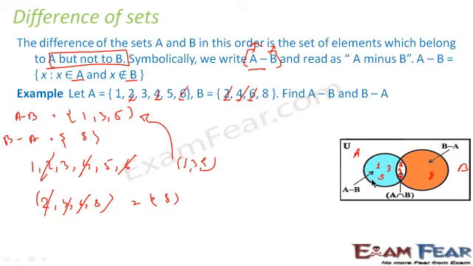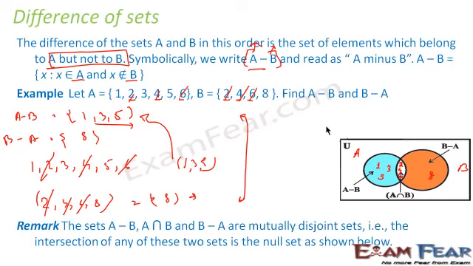Now the blue one, as I told, is A minus B. So A minus B should be 1, 3, 5. The answer we are getting here is 1, 3, 5. Same. Similarly for B minus A, the answer should be the one in the red area, and that is 8. So we see the answer comes the same whether we use the Venn diagram or the normal approach. But the point to note is B minus A is not equal to A minus B.